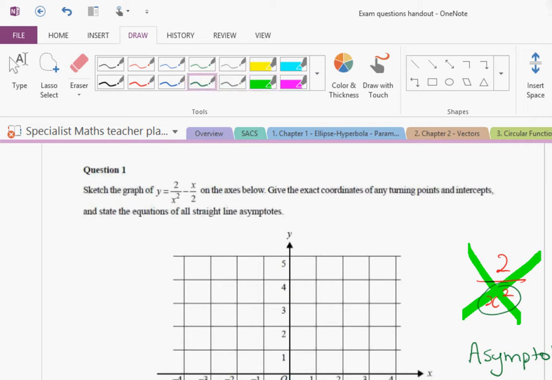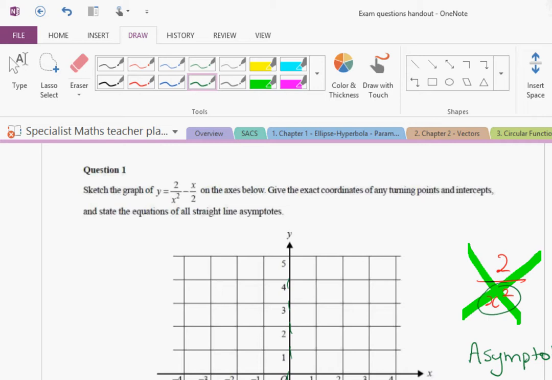We've also got an asymptote at negative a half x, if you like. Are there any other asymptotes? No. Okay, good. Now let's sketch those for starters. I'm going to put those down: an asymptote at x equals 0, and an asymptote at negative a half x. Be careful though, they've given you a scale.